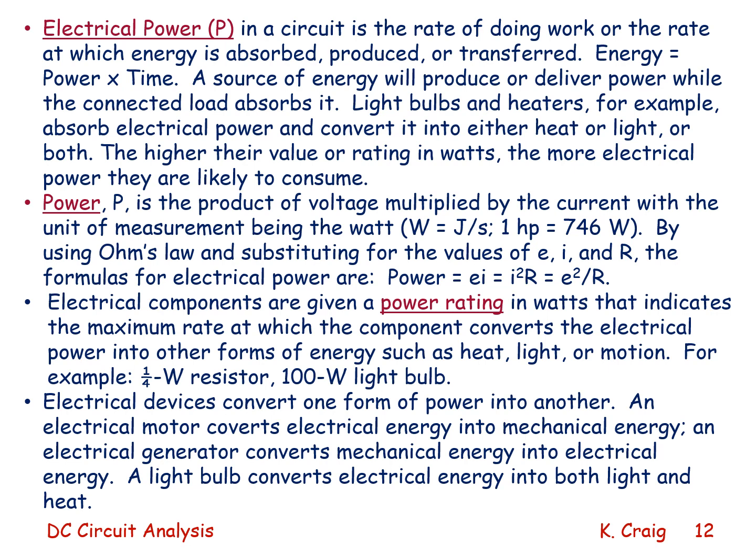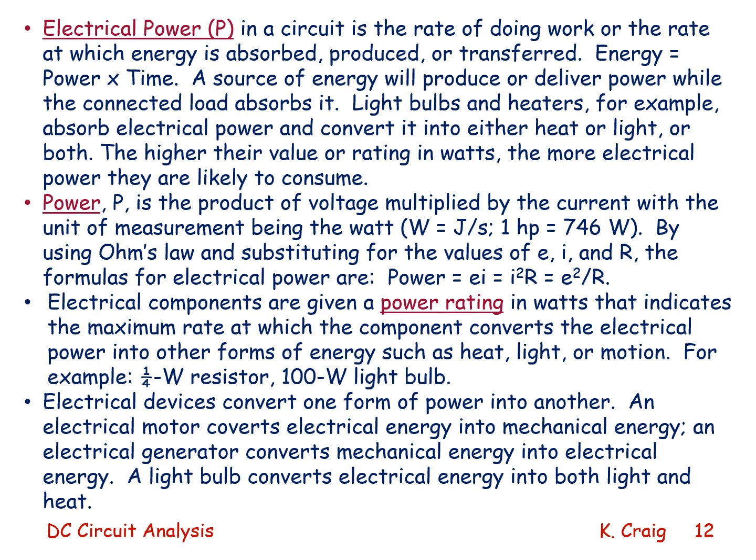Power is the product of voltage multiplied by the current, with the unit of measurement being the watt. 1 watt equals 1 joule per second. A convenient conversion is 1 horsepower equals 746 watts. By using Ohm's law and substituting for the values of voltage, current, and resistance, the formulas for electrical power are power equals voltage times current, which equals current squared times resistance, which equals voltage squared divided by resistance.